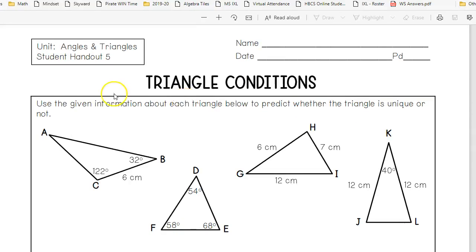All right, I'm having a few technical difficulties here, but if you guys could grab out student handout 5, hopefully they'll be able to get them resolved, but we can get started on these notes for right now.